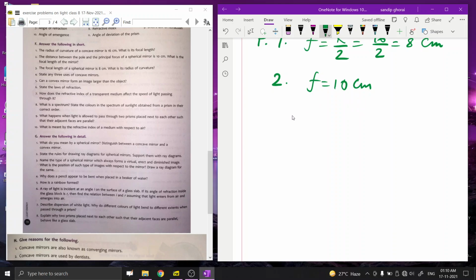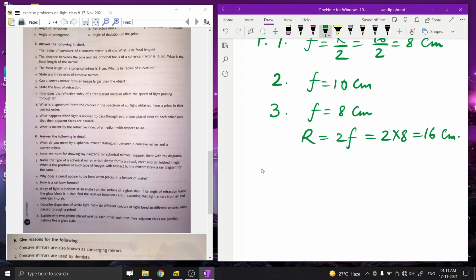Then we move to question number 3, that is the focal length of a spherical mirror is 8 centimeter. So what is its radius of curvature? Simply R is equal to 2f. So 2 into 8, that means 16 centimeter. Now the next question is state any 3 uses of a concave mirror. You already know the answer, that is in your book.